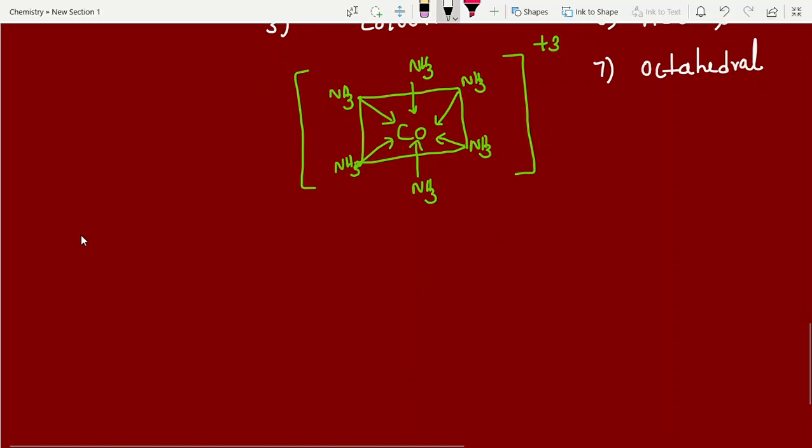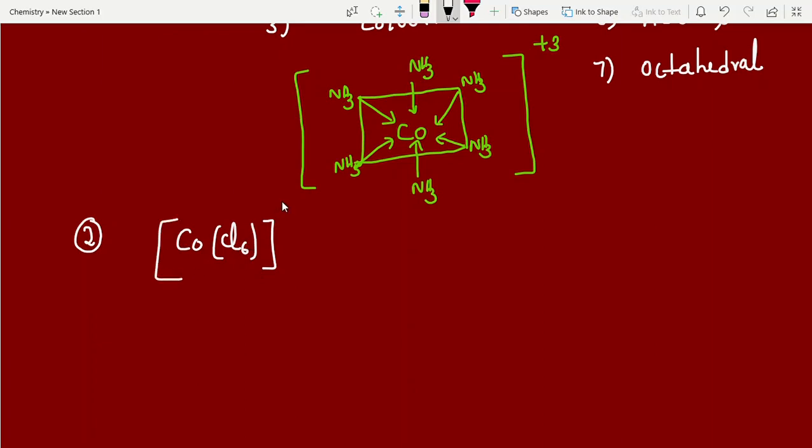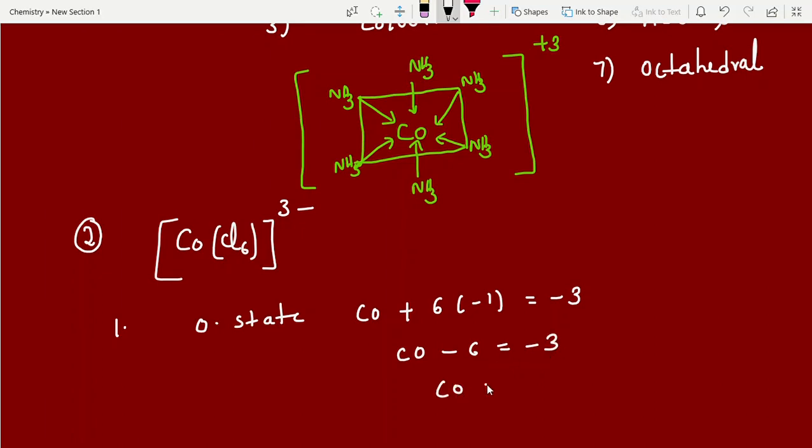Second question. [CoCl6], what is the charge, students? 3 minus. Then first step is calculating the oxidation state. Co plus 6 into minus 1 equal to the charge, equate to the charge. Then Co minus 6 equal to minus 3. Then Co equal to plus 3 oxidation state.